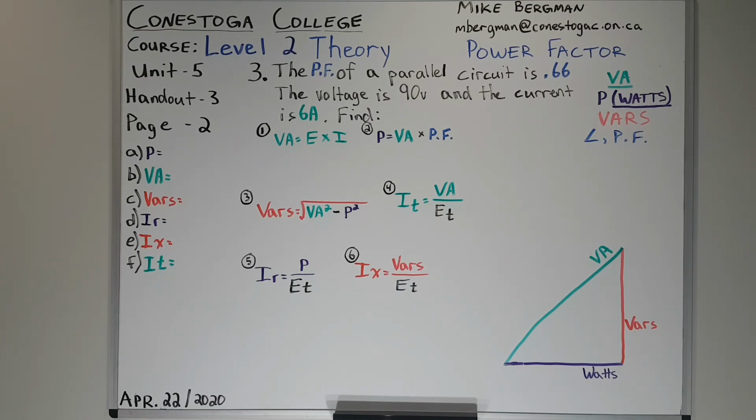It'll be 90 volts. Step 6, my IX, or the VAR side of my triangle, the X component, which is the inductor and the capacitor, will be whatever I calculated for VARs from step 3, divided by, again, that same 90 volts.